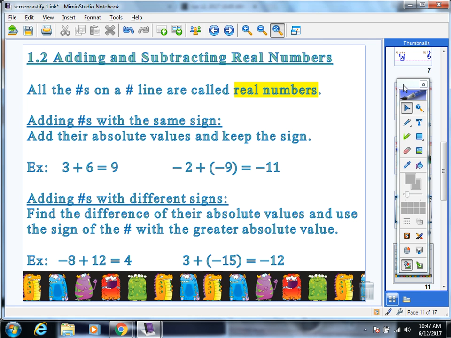All right, to add numbers, we need to know that real numbers are all the numbers on a number line. Adding numbers with the same sign, you just add their absolute values and keep the sign. So if you're adding two positives, your sum is positive. If you're adding two negatives, your sum is negative.